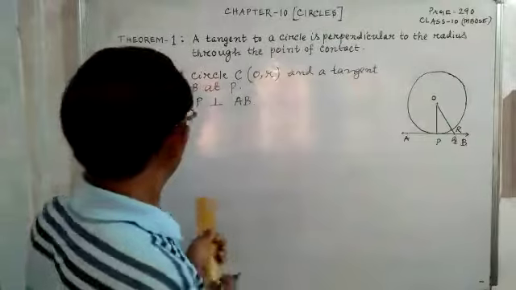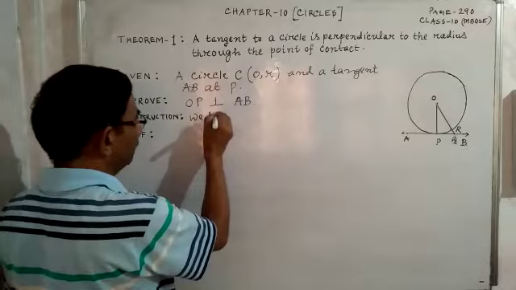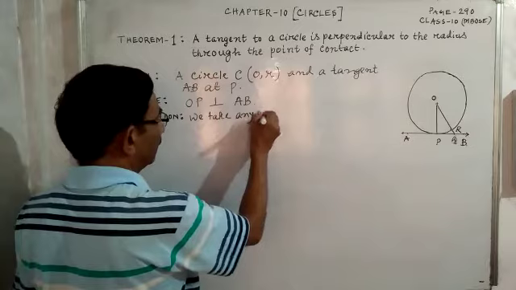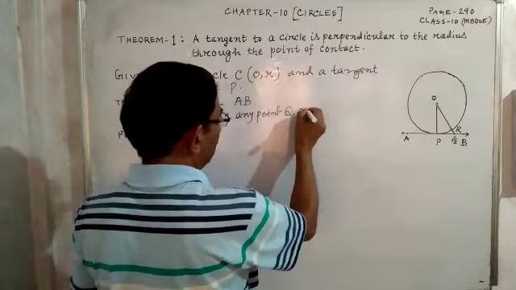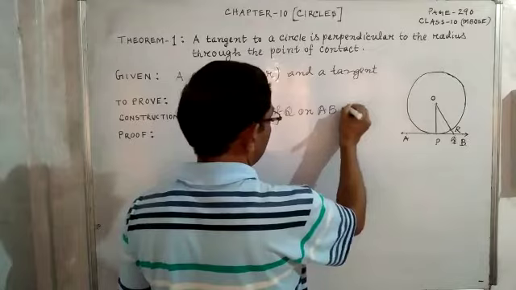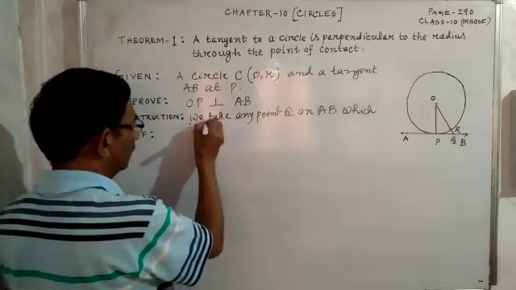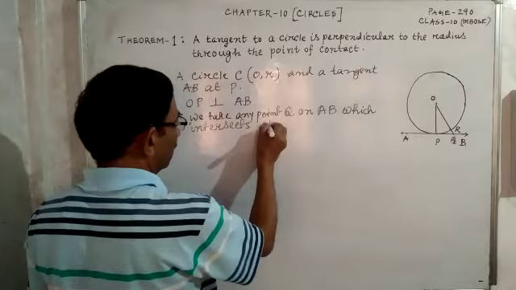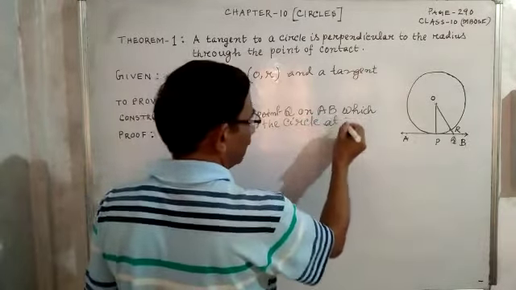So what we have drawn, we write here as the construction. We take any point Q on AB, which intersects the circle at R.